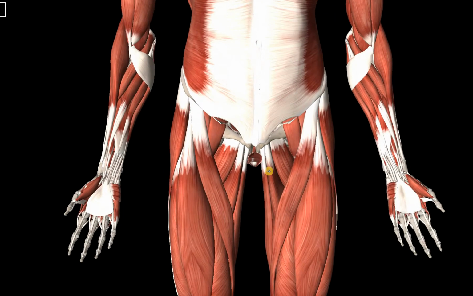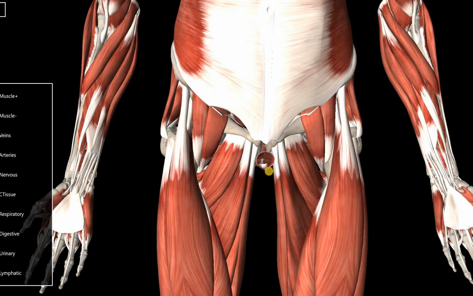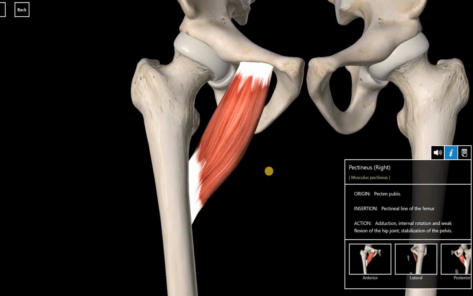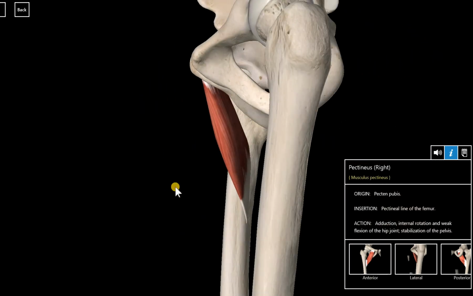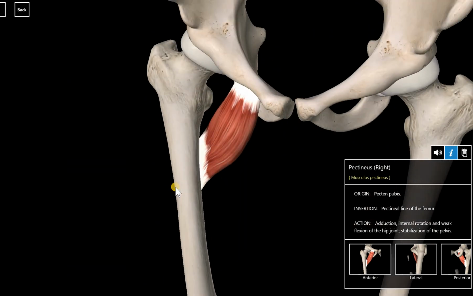Okay, so the first one we will look at is the P, the pectineus. Okay, it goes from the origin on the pubis and its insertion on the femur. Okay, its action is going to be adduction.